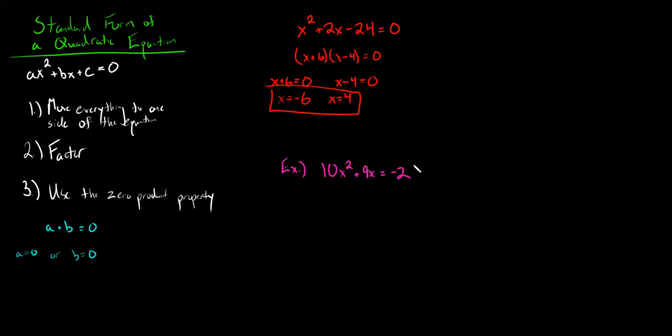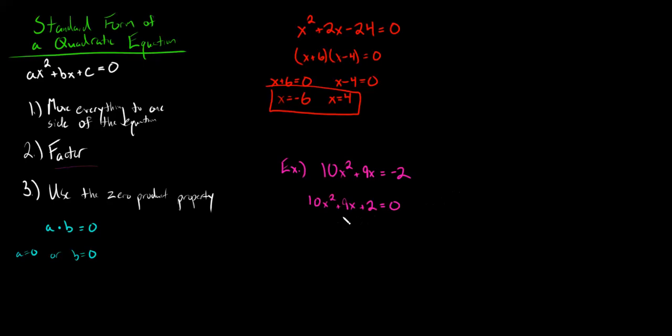I want everything on one side of the equal sign. So what I can do is I can bring that 2 over by adding 2 to each side. So I'm moving the 2 over, so I'm going to have 10x squared plus 10x plus 2 is equal to 0. Okay, so step 1 done. Everything's on one side. Now we want to factor. We need to factor now, okay?